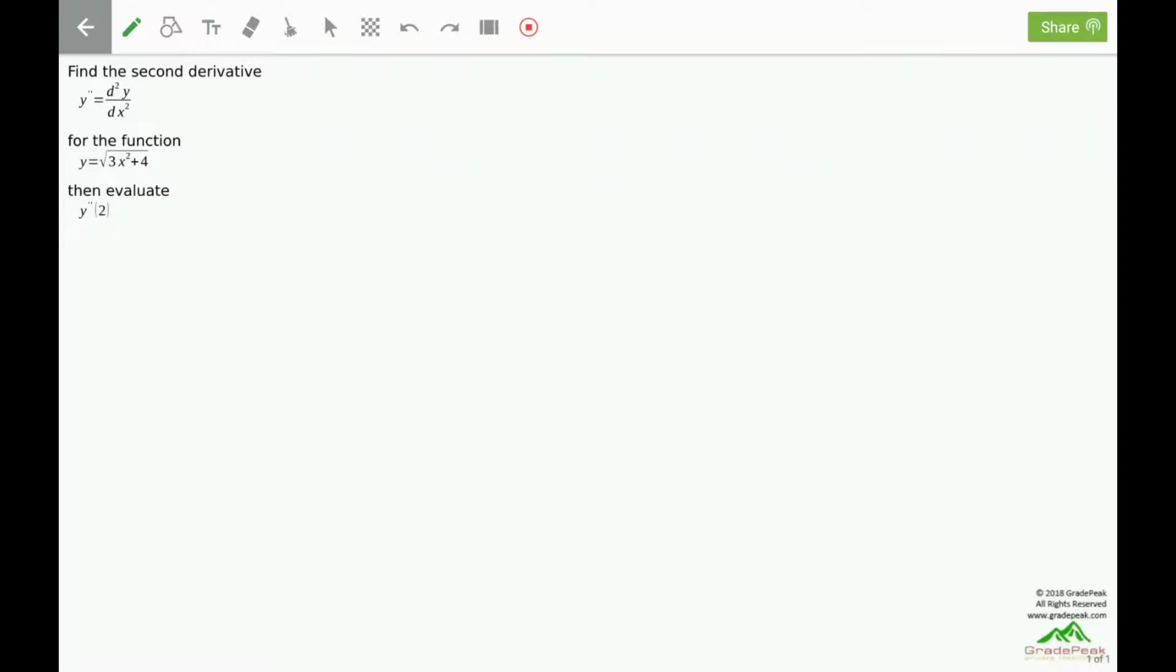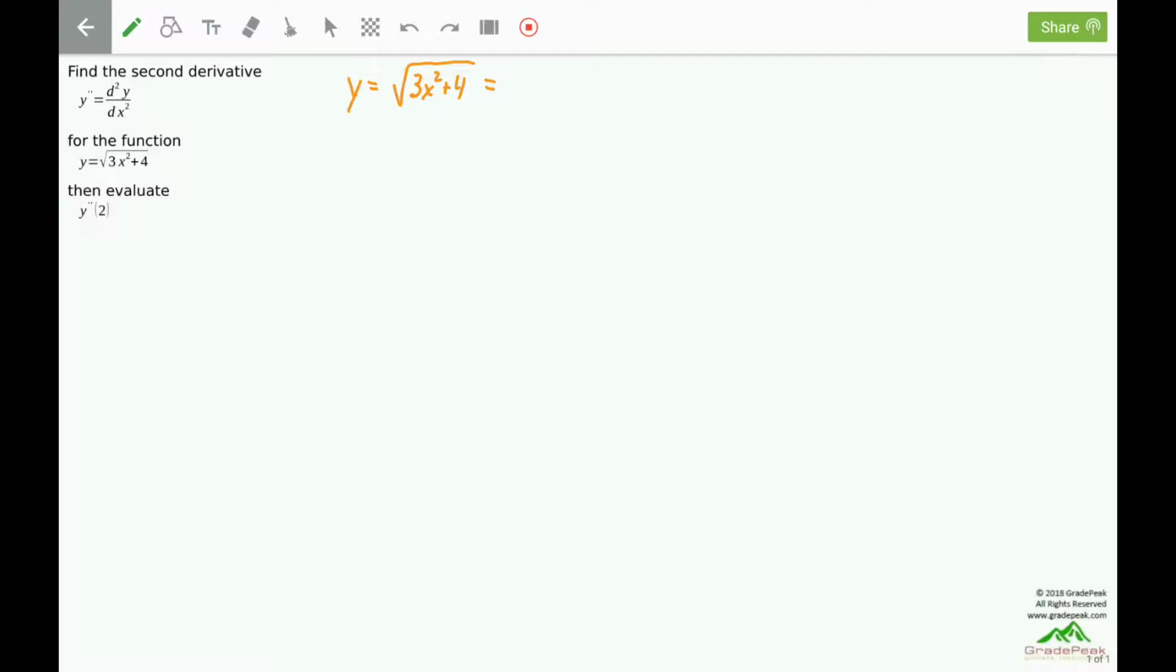Find the second derivative y double prime or d squared y dx squared for the function y equals the square root of 3x squared plus 4. Then evaluate y double prime of 2. So y here is the square root of an entire expression, 3x squared plus 4.